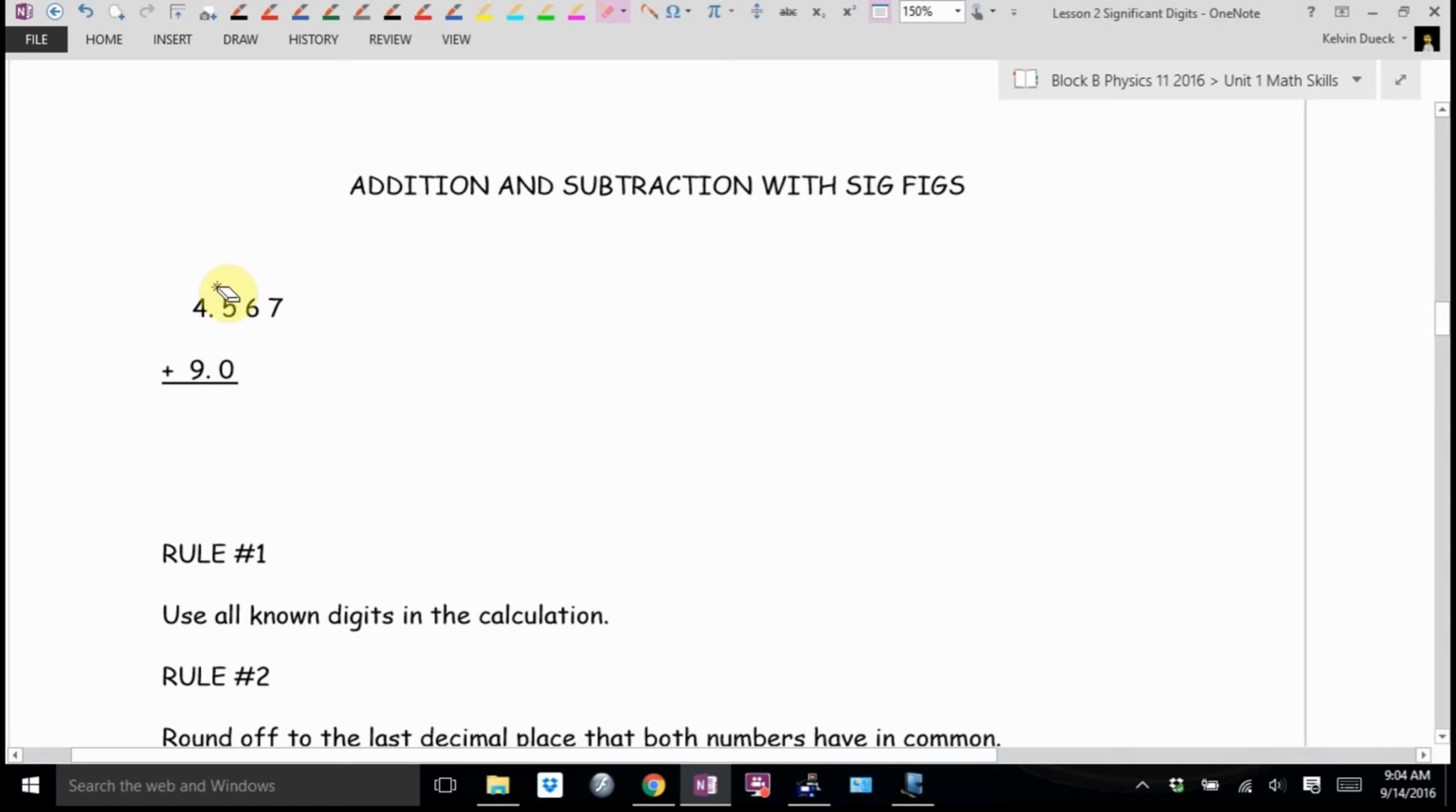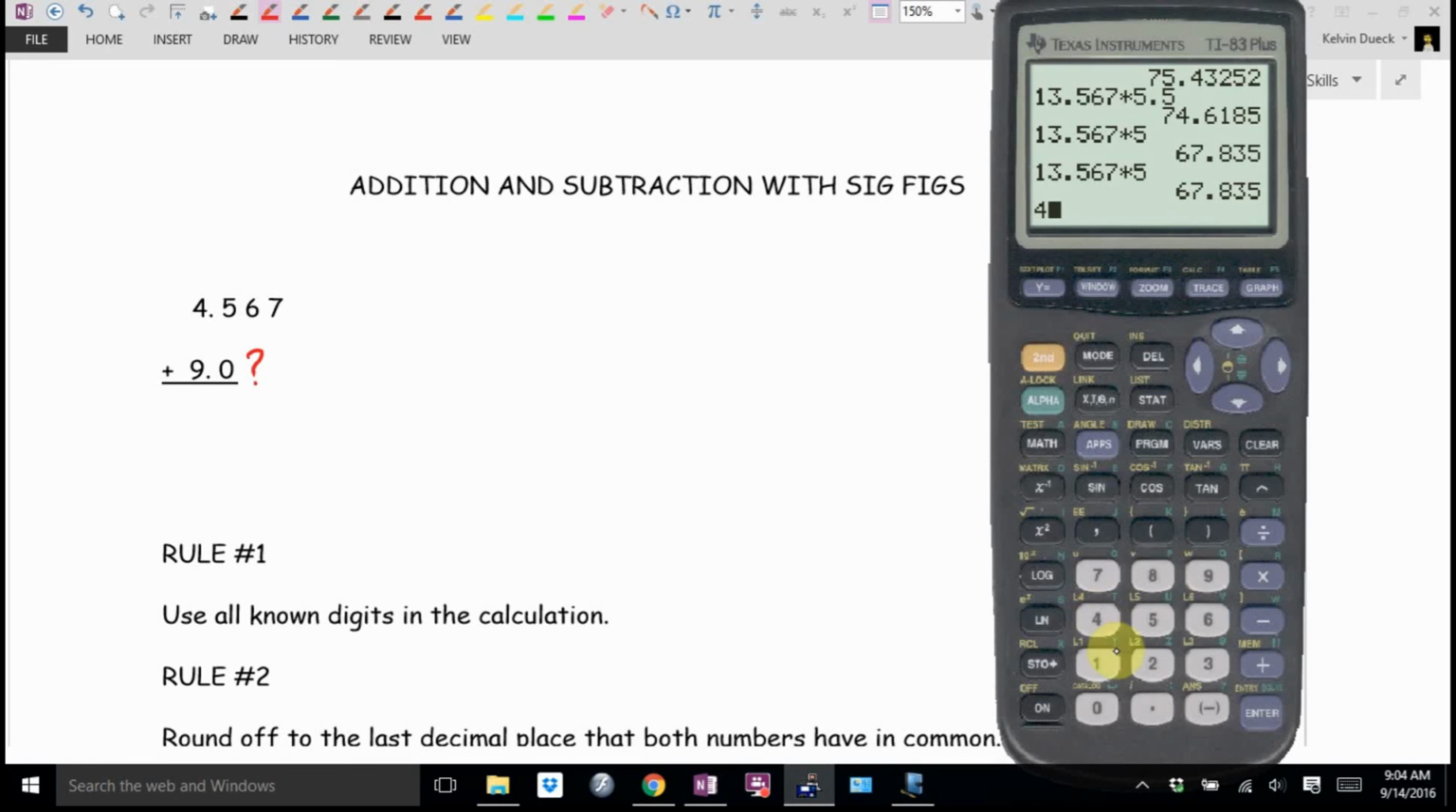I want you to notice, I know both digits in this column. Yes? I know both digits in this column. Yes? But here is where I have a gap. Right there. Keep that in mind. As before, you don't round off. You start out typing into your calculator exactly what they gave you: 4.567 plus 9.0, not that the 0.0 changes anything, but okay.